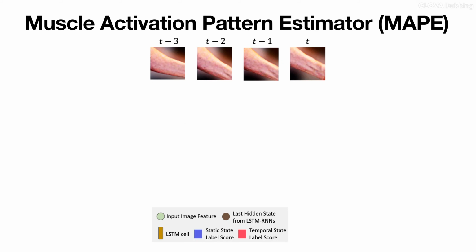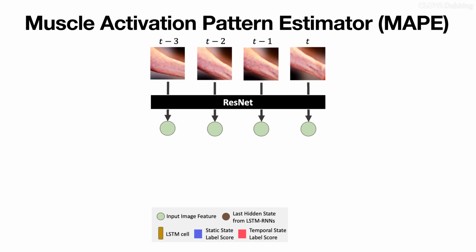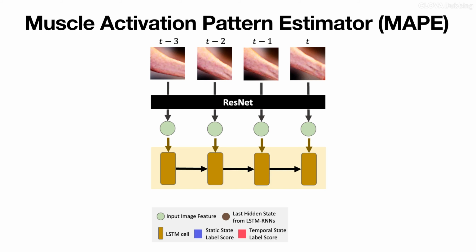The proposed muscle activation pattern estimator, which we call MAPE, takes a series of image patches as inputs, and these image patches are the ones observing a target muscle. Then, we extract features from images based on the ResNet. The sequence of image features is processed with LSTM recurrent neural network. Finally, the last hidden state from LSTM is used to classify as static, as well as a temporal state.